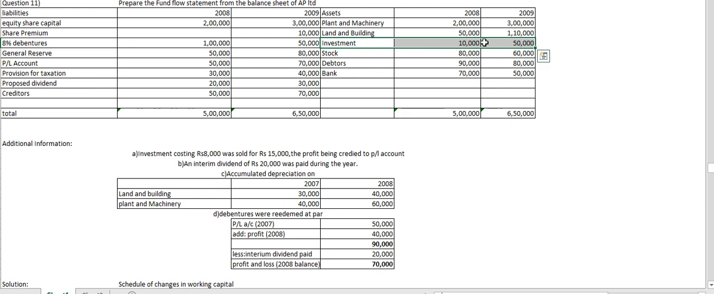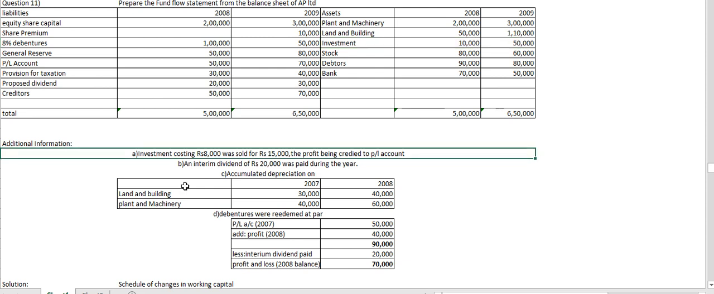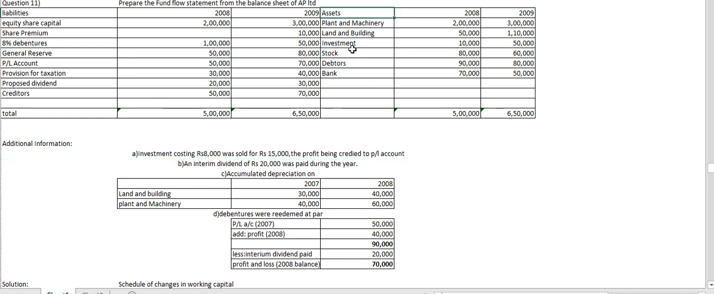Investment, you have 10,000 last year and the current year it is 50,000. The investment has increased, and there is an adjustment which is given: investment costing rupees 8,000 was sold for rupees 15,000, the profit being credited to profit and loss account. So basically we will prepare an investment account and we will credit the profit made from these sales, and we will take down the respective amounts to the investment account.